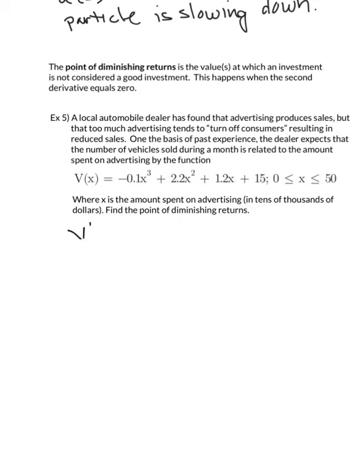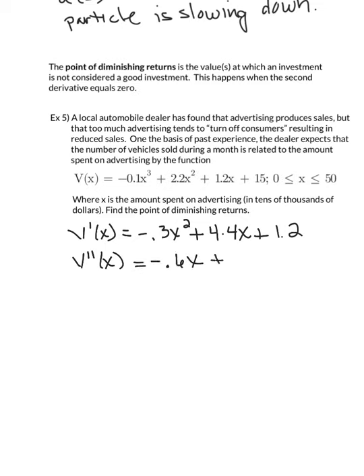So, first of all, finding the first derivative, you will get negative 0.3x squared plus 4.4x plus 1.2. Now find the second derivative. The second derivative will be negative 0.6x plus 4.4. To find the point of diminishing returns, we take that second derivative and set it equal to 0.